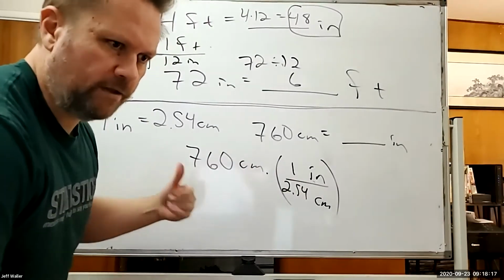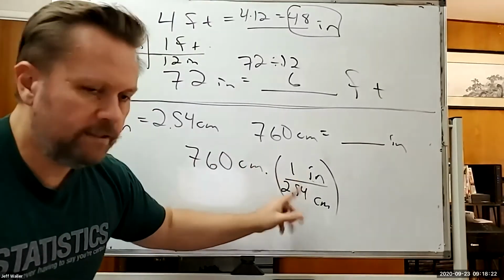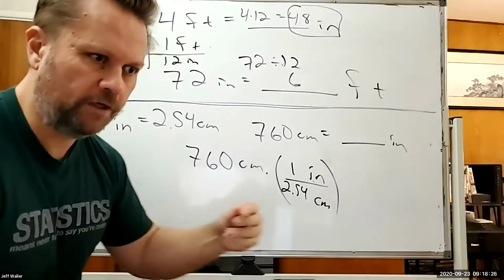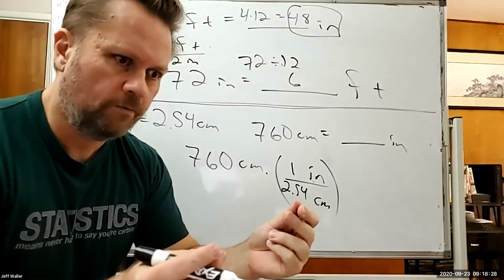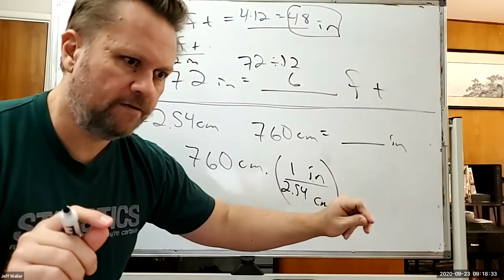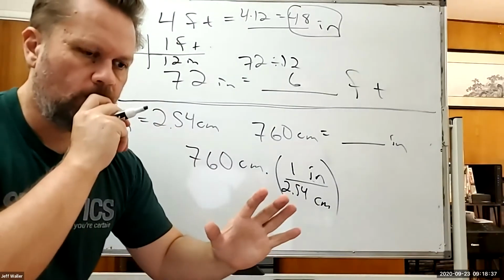Stay with me. 1 inch is 2.54 centimeters. It just is. That's the conversion. If you look at your ruler, you'll see 12 inches on one side and you'll see 30 point something or other on the other side. That's the conversion between inches and centimeters.